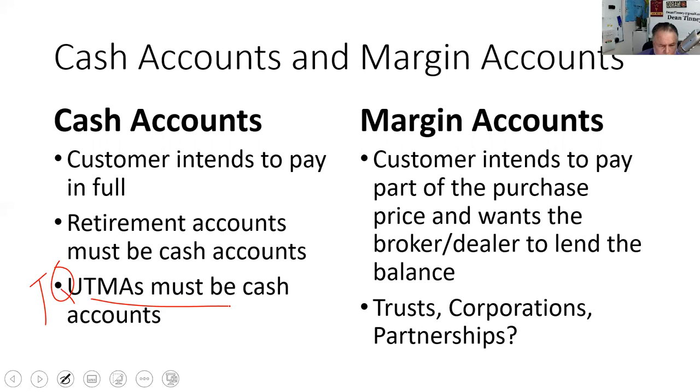Now, if the trust is going to borrow money to purchase securities, or the corporation or the partnership, I put a question mark there because what we're going to need is a copy of the trust itself to see whether margin is specifically permitted in that trust. If it's a corporation, we need a copy of the corporate charter to see if margin is specifically permitted within that corporate charter. If it's a partnership, we need a copy of the partnership agreement to see whether the partnership agreement allows the partnership to borrow money to purchase securities. So it's got to be specifically permitted within the documentation.